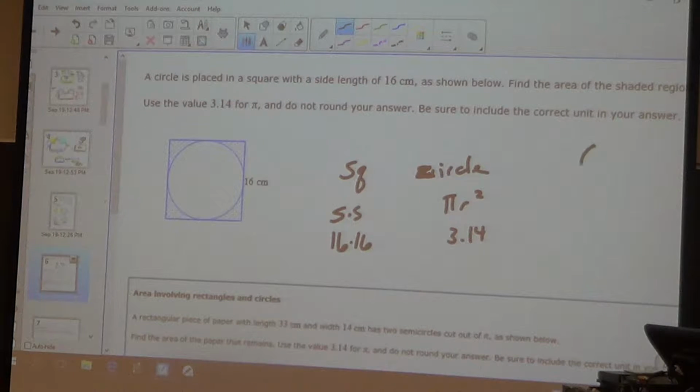3.14. Now, for those of you who don't know what a radius is, when you have a bicycle wheel, a radius is like a spoke. It goes from the middle to the outside edge. That is called a radius.